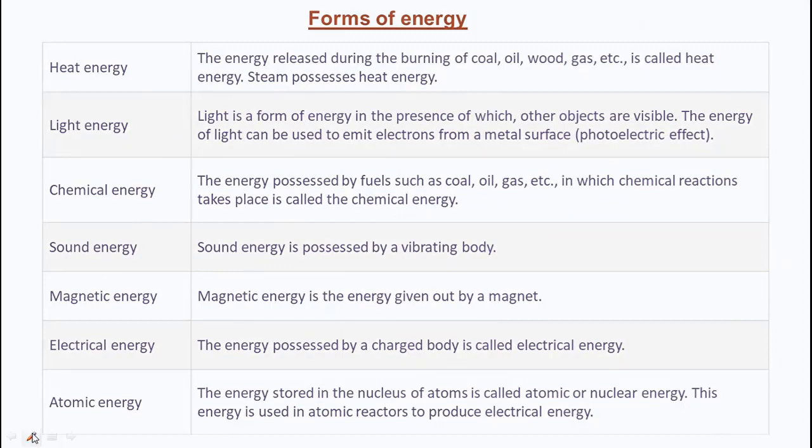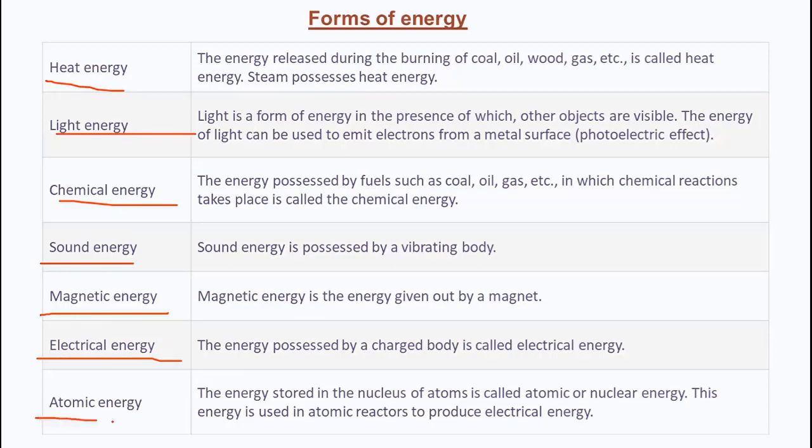There are some other forms of energy also, such as heat energy, light energy, chemical energy, sound energy, mechanical energy, electrical energy, atomic energy. I will explain all these forms of energy in a different video related to each of them.